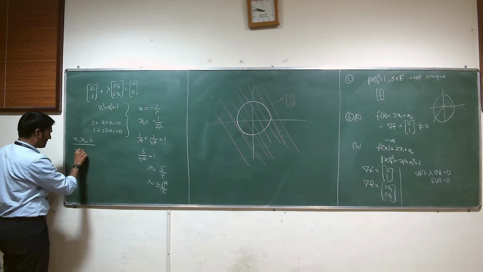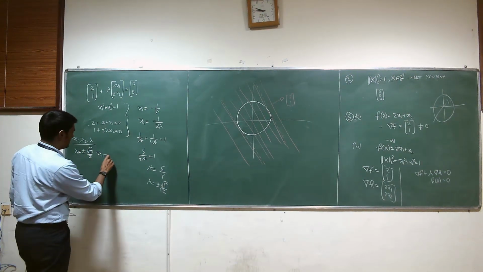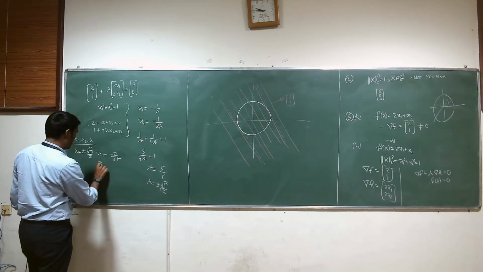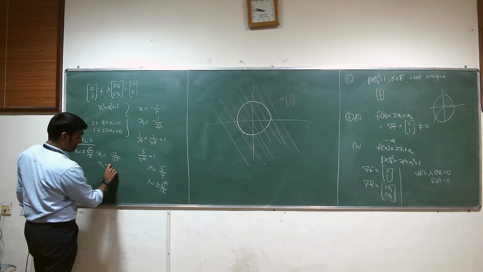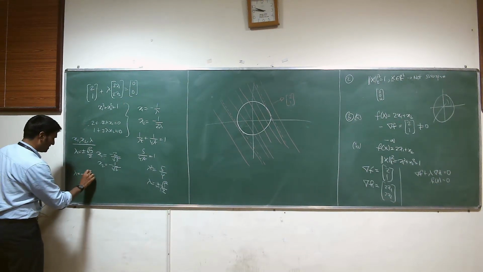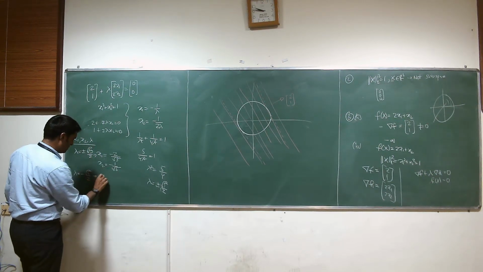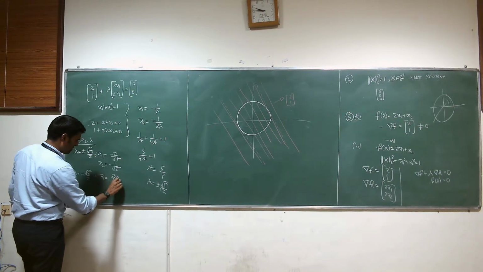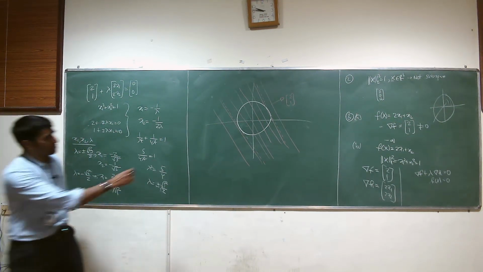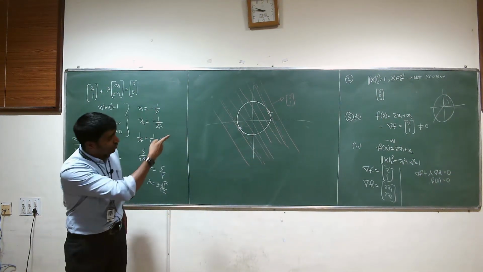So if you take this to be, x1 will be minus 2 by root 5. And if this is equal to minus 5 by 2, then you have those are these 2 points. Now, how do we know which one is the minimum?